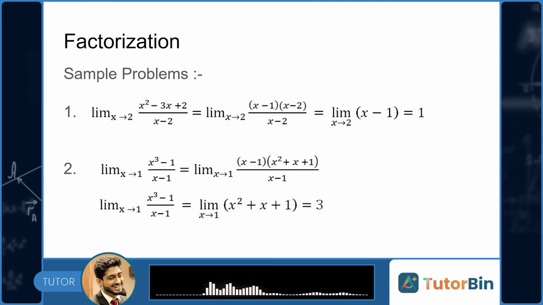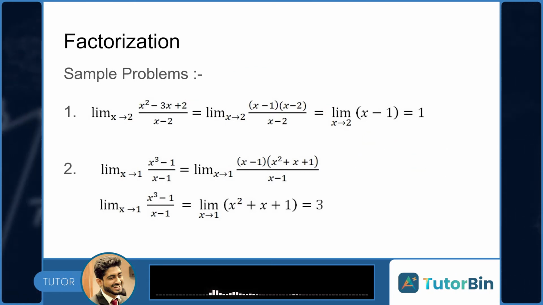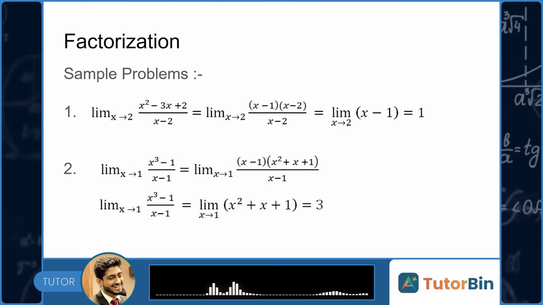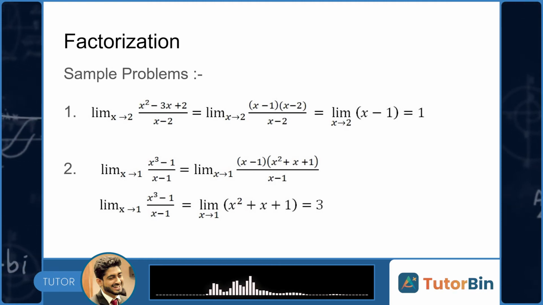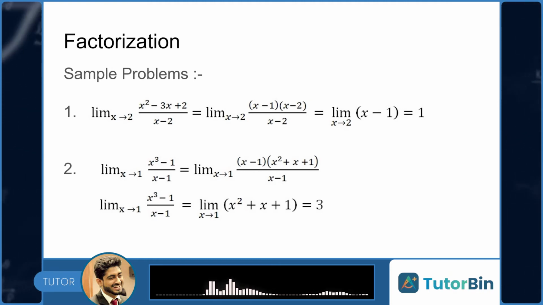Okay, let's take another example. Here, limit x tends to 1, (x cube minus 1) divided by (x minus 1). This term x cube minus 1 can be factorized into (x minus 1) multiplied by (x square plus x plus 1), and in the denominator it's x minus 1. So why are we factorizing it into these terms? Because this x minus 1 and x minus 1 can be cancelled out.